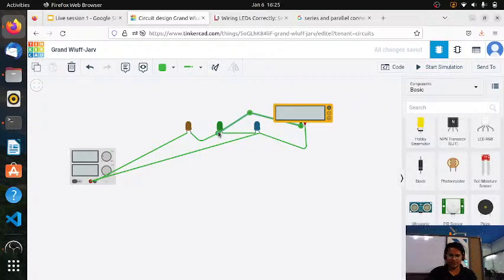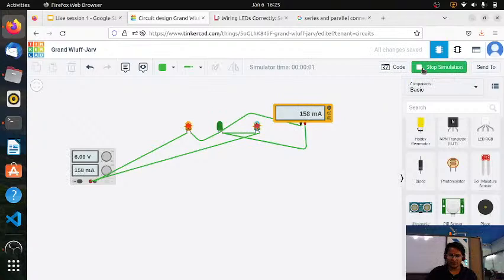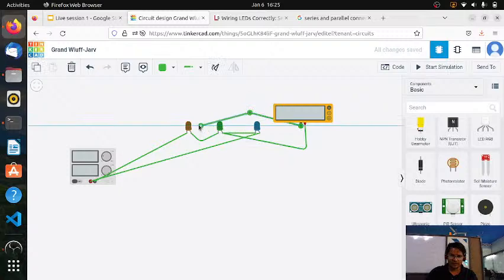Let's connect here, and this one let's connect here. Let's measure. 158 milliampere. So the first one, the right one and the middle one, both have the same current, both are getting the same 158, and now it's time to check the third one.